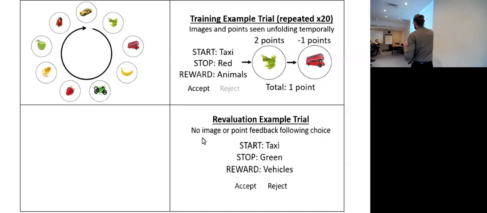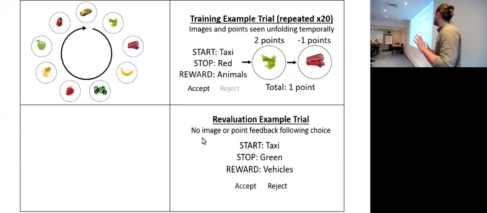Now, in the revaluation phase, every start state is presented with every combination of stop color and every combination of reward category. So you actually have 9 times 3 times 3, 81 unique planning problems, 81 unique probes, of which they've only experienced 9 before in the training, one per start state. So you get 72 new unique problems.